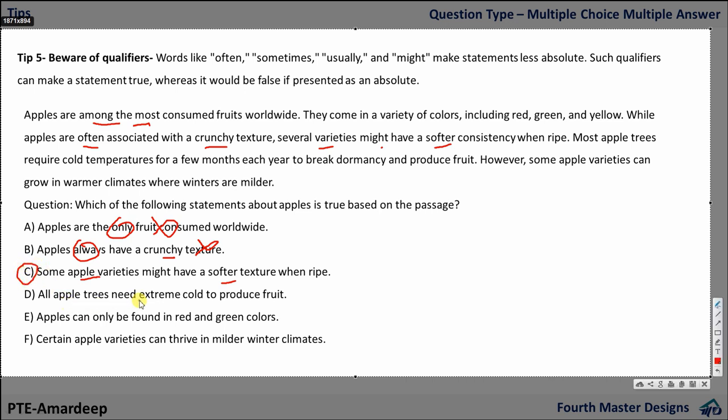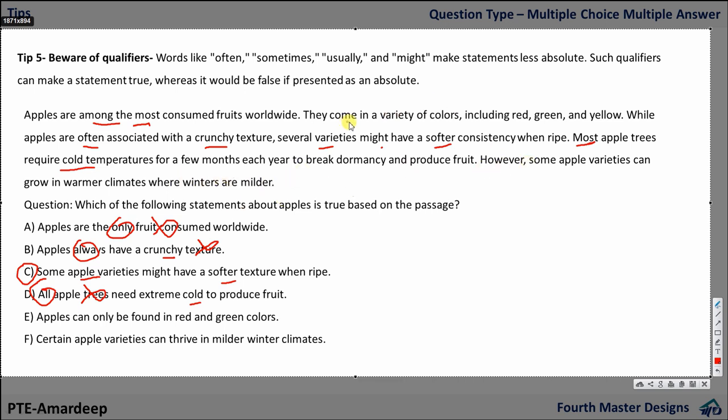Then all apple trees need extreme cold to produce fruit. Most required cold temperature for a few months. What they are saying? Most required. Here it is written all need extreme. So eliminated. Then apples can only be found in red and green colors. Have they mentioned anything?